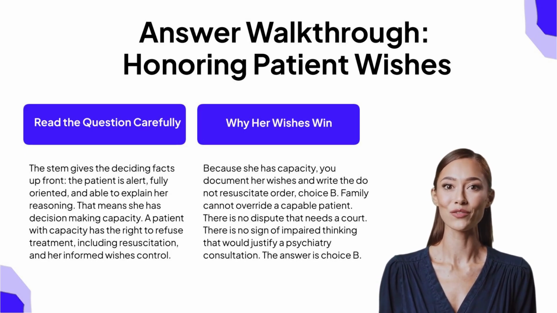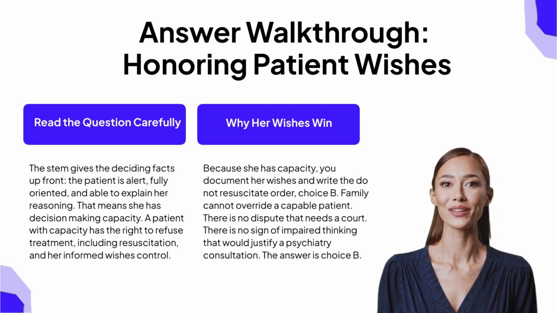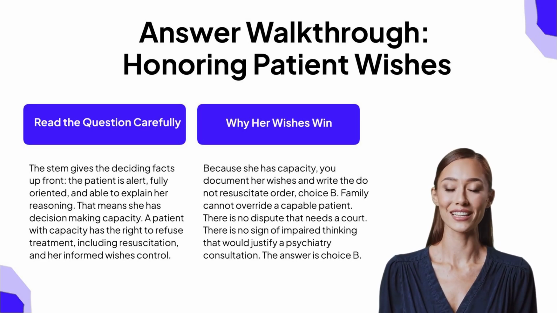Following the son ignores her rights. Asking a court is unnecessary when there is no real dispute over capacity. A psychiatry consultation is for when thinking is impaired, and hers is not. The answer is choice B.